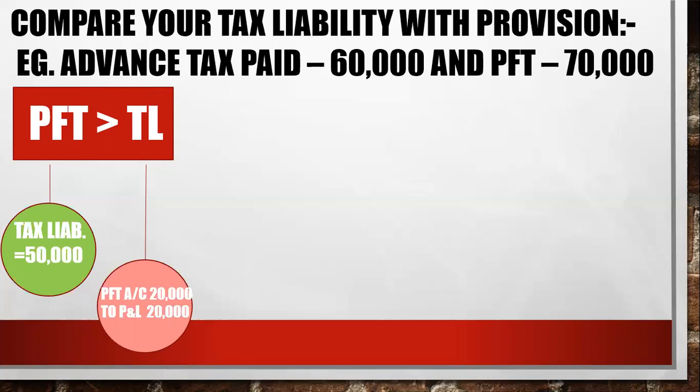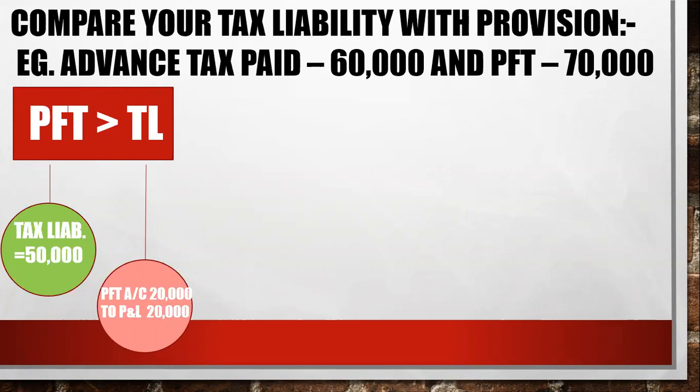What do you mean by this? First, we are comparing my tax liability with provision for tax. Here we have to check whether my provision for tax is more than my tax liability. So your tax liability is how much? Just assume that you have fixed your tax liability at 50,000 rupees. Clear? Your tax liability is rupees 50,000.